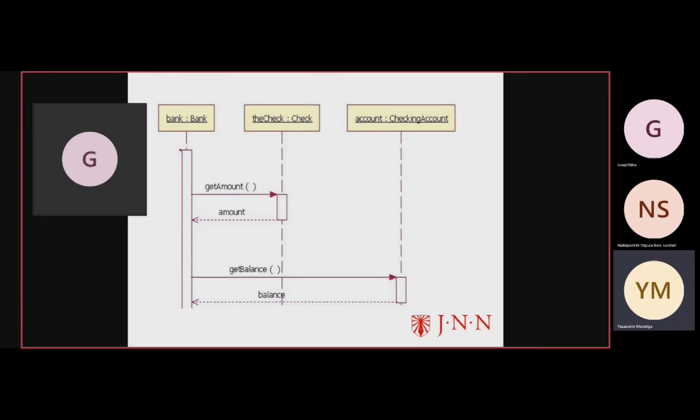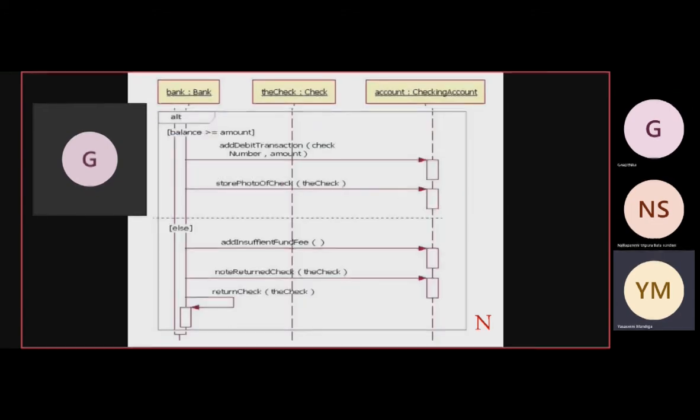The next one is another example. We are given the bank, the check, and then the account checking. So if the transaction is correct, I'm going to collect the money. If not, I'm going to recheck the amount.